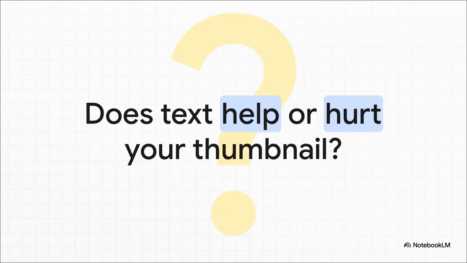Okay, so let's get right into it. This is the big dilemma, isn't it? You pour your heart into a video, and then when it's time to make the thumbnail, you just freeze. Do you add words to it, or does a clean image tell a better story? Does that text make it pop, or does it just look like a cluttered mess? It's a really tough call, and getting it wrong can absolutely kill your clicks.